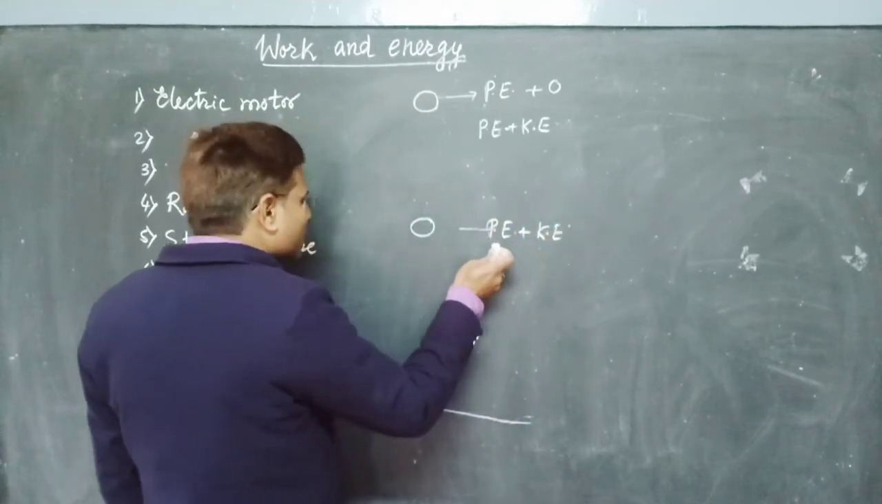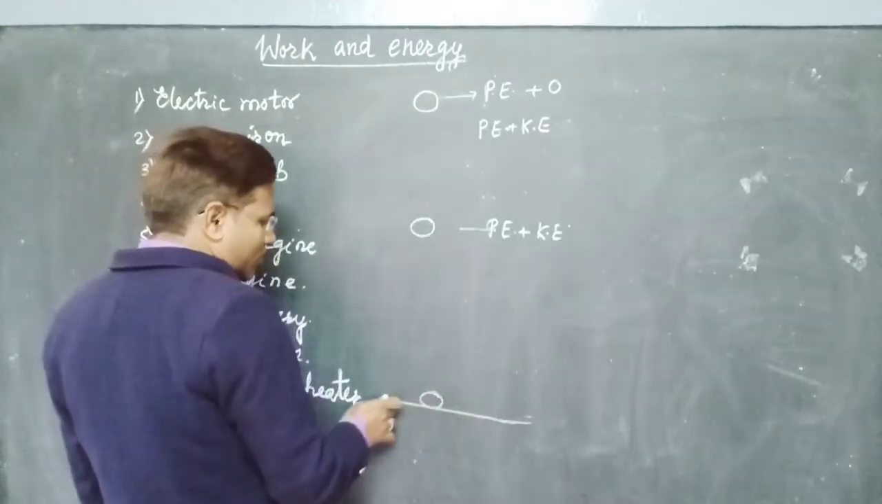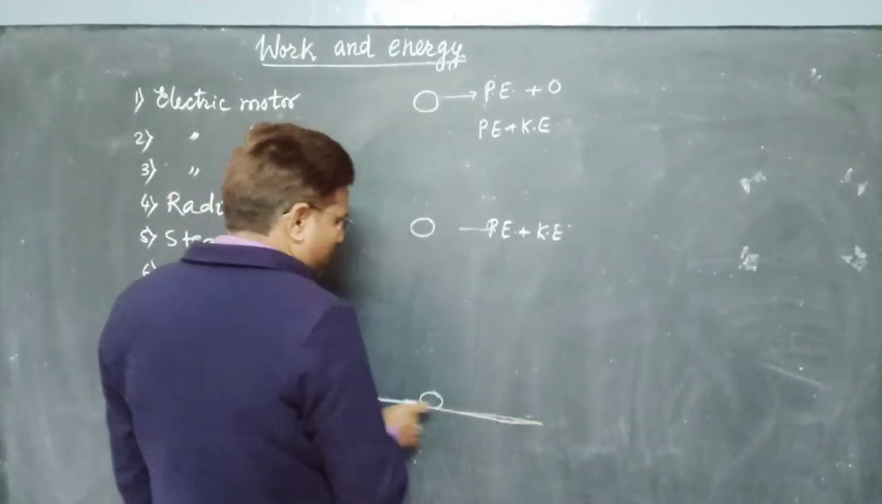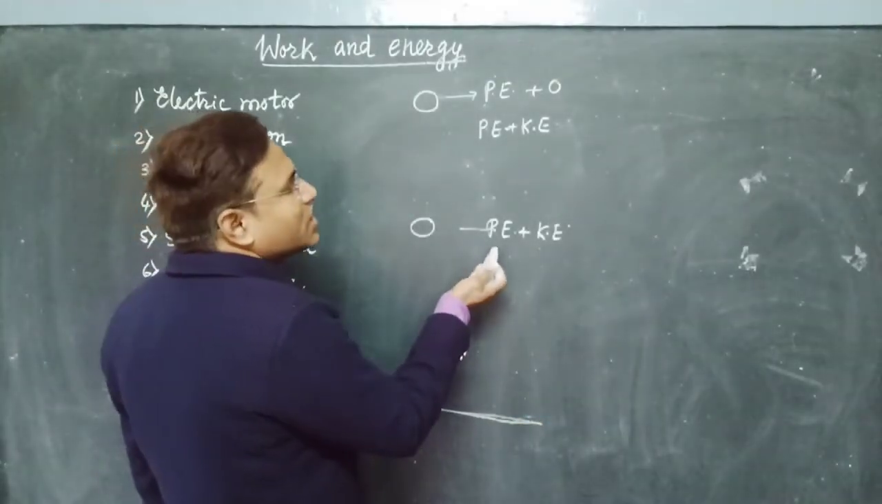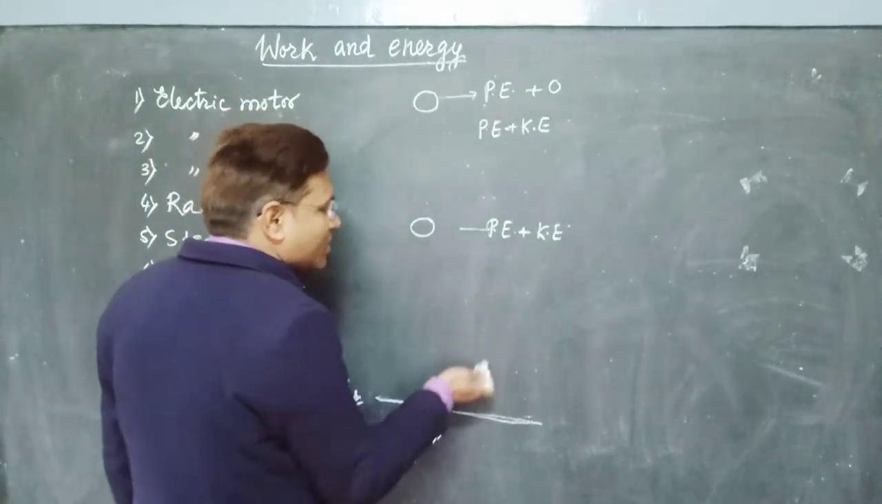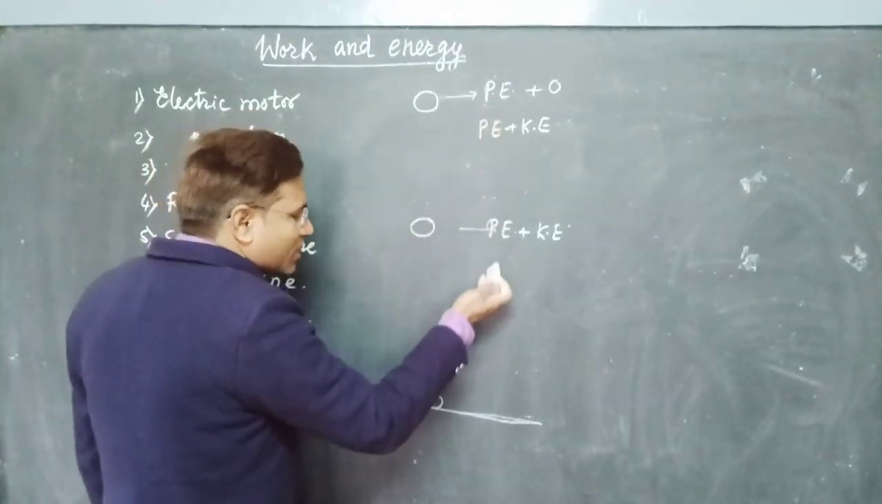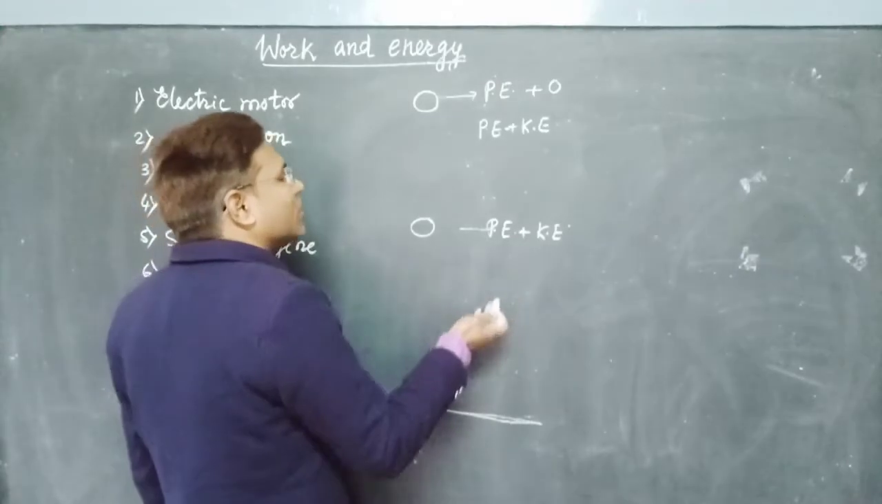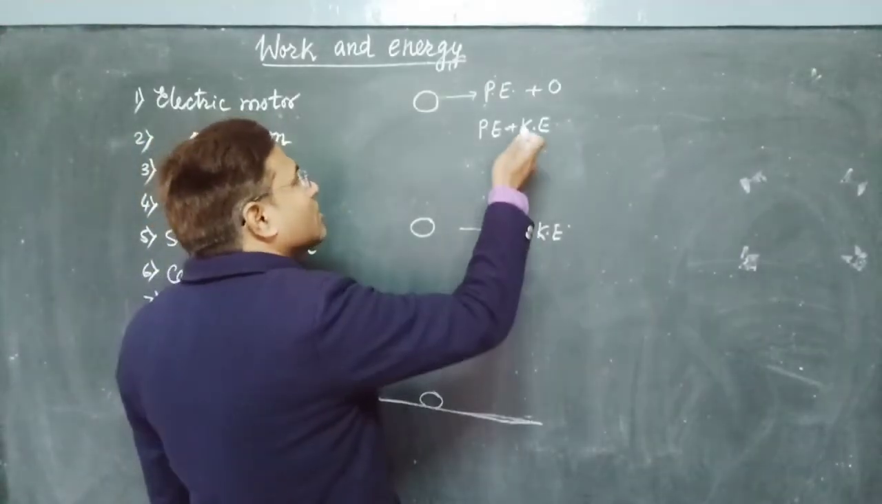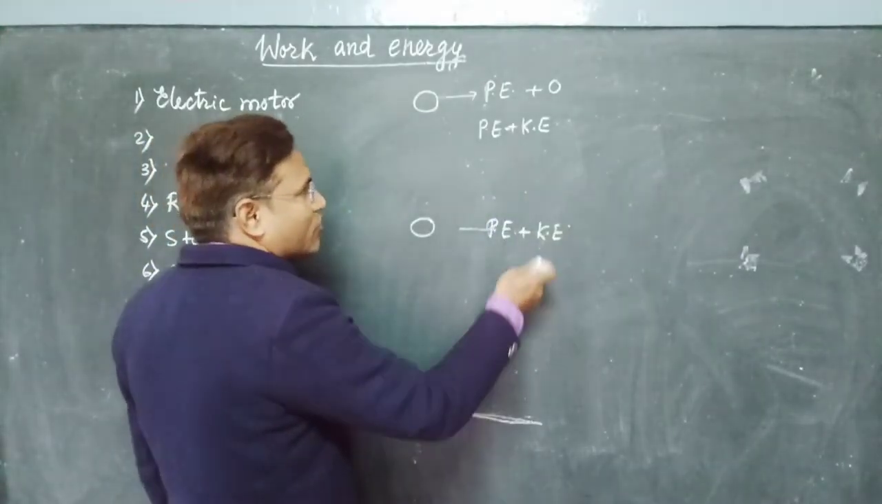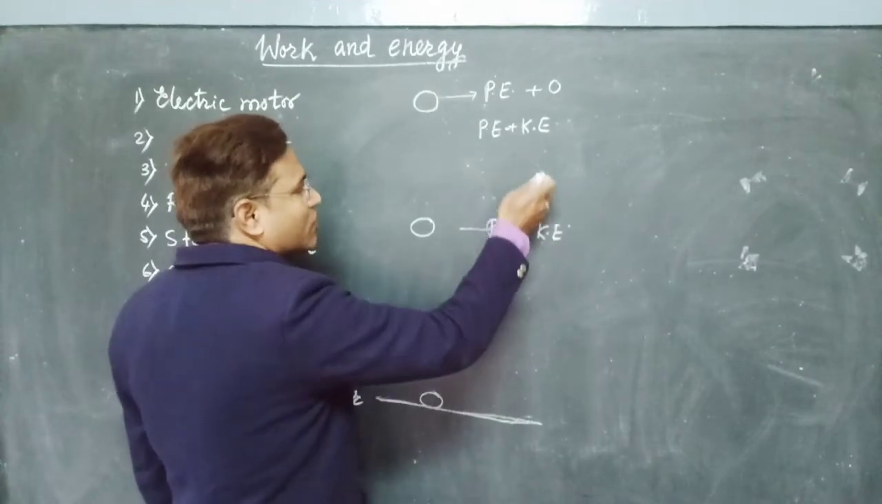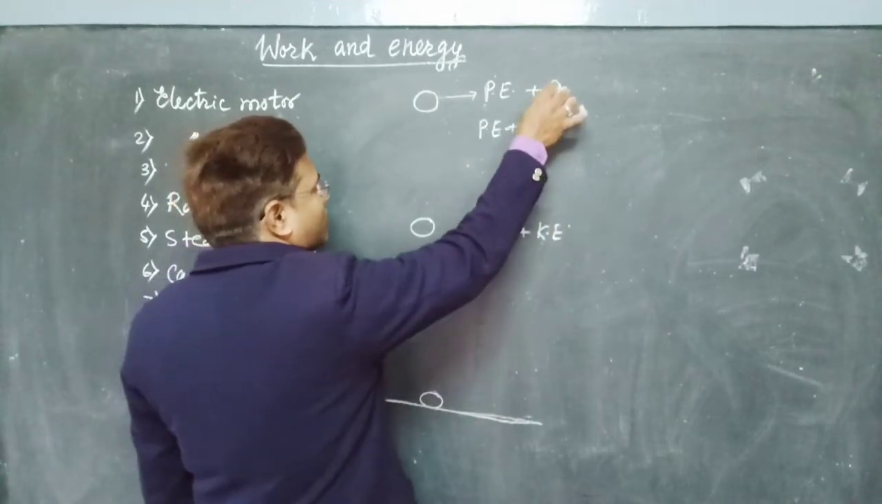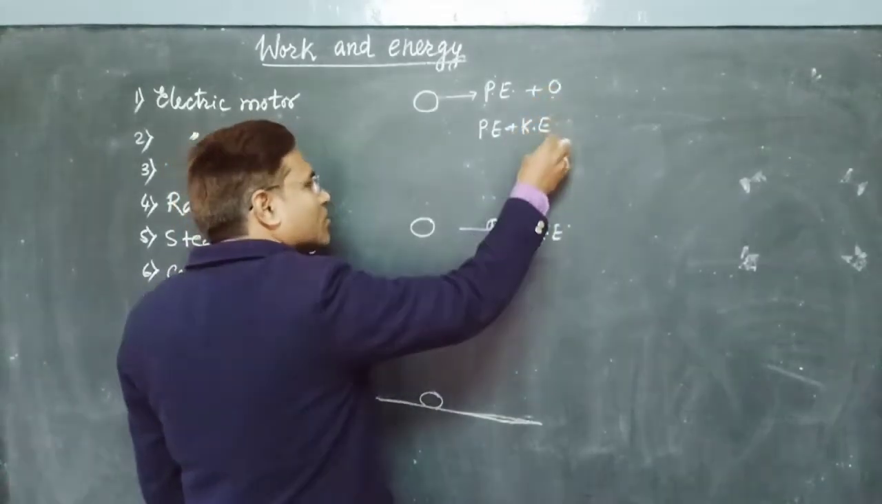Then after that, when it is close to the surface where it is about to reach, what is happening? The potential energy is decreasing. Why? Because the height is decreasing. The potential energy will keep on decreasing because the height will keep on decreasing. And then the kinetic energy will keep on increasing. Why? Because the velocity will keep on increasing. Here the velocity was 0, then it became something, and so on.